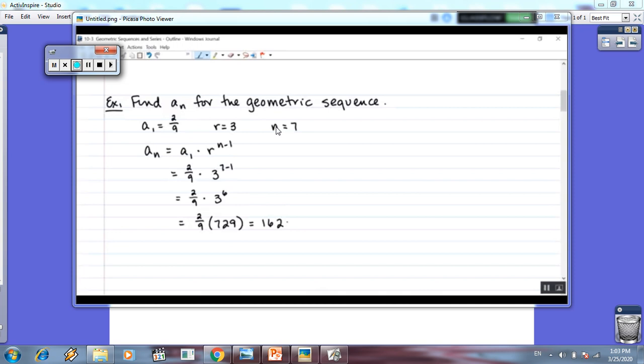If you look here, this is the rule that we use for the geometric sequence. An equals A1 times R to the power N minus 1. A1 is equal to 2 over 9, R is equal to 3, to the power 7 minus 1. Guys, for any geometric sequence, you will use that rule. And then let's continue. 2 over 9 times 3 to the power 7 minus 1 is equal to 6, and then the answer will be 162. It's a very easy example.